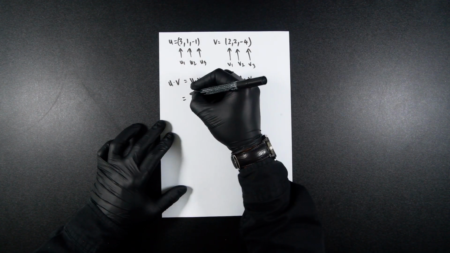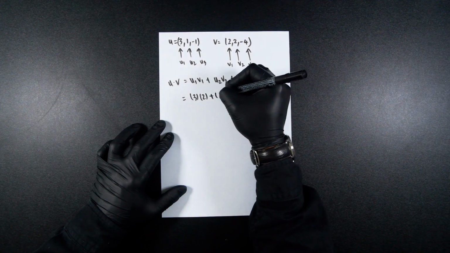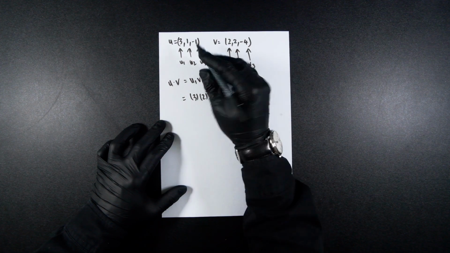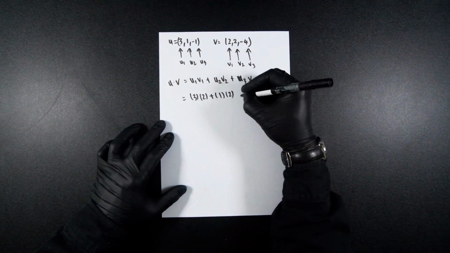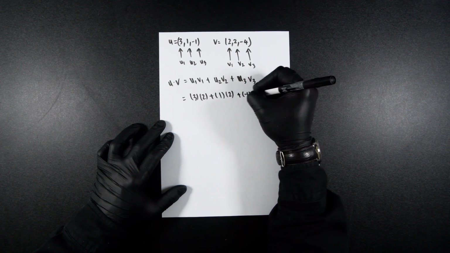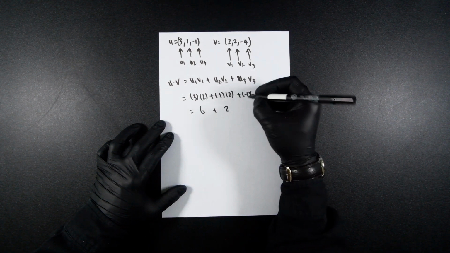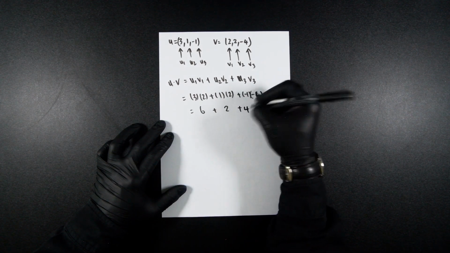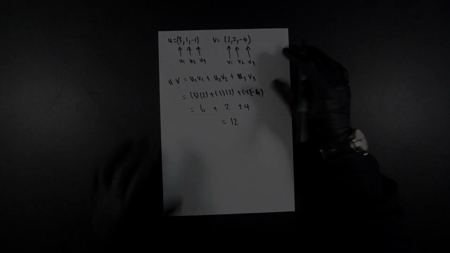So you're going to get 3, 2, 1 for u and 2, minus 1, minus 4 for v. So that's 3 times 2, plus 2 times minus 1, plus 1 times minus 4, which is going to be 6 plus 2 plus 4, which is 12. You've just used the dot product.